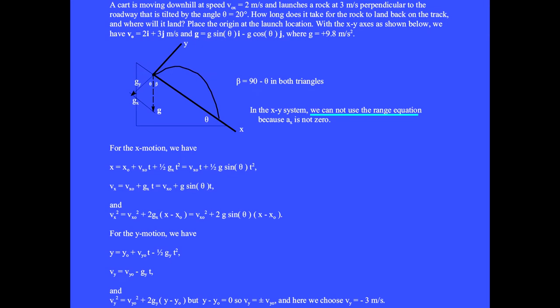We have the same parabolic motion as always. We cannot use the range equation because a sub x is not zero. In the equation for the x part of the motion, we set x sub 0 equals 0, and we set the x component of acceleration equal to plus g sine theta. The velocity equation becomes v sub x equals v sub x 0 plus g sine theta t, and v sub x squared we have here.